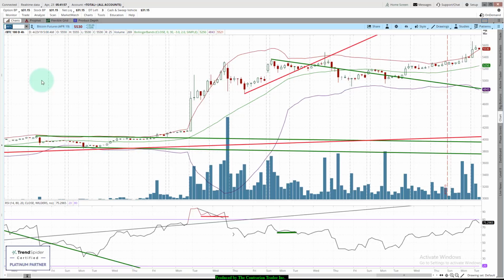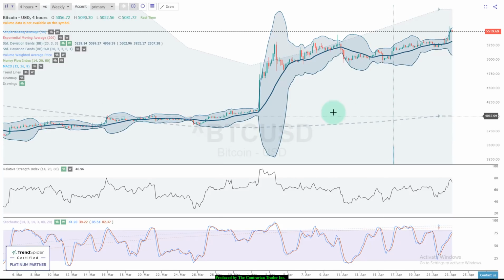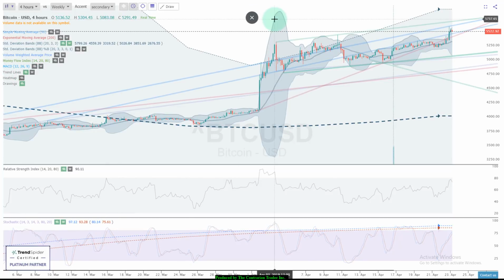Bitcoin is up this morning about $135, 2.5%, and it is looking good. Let's bring Bitcoin up on TrendSpider. All right, this is again a 4-hour chart. First, we'll throw up our weekly overlay. All right, 4-hour chart of Bitcoin on TrendSpider.